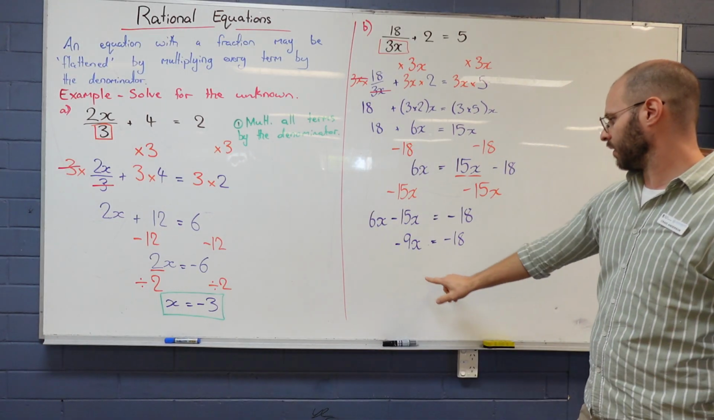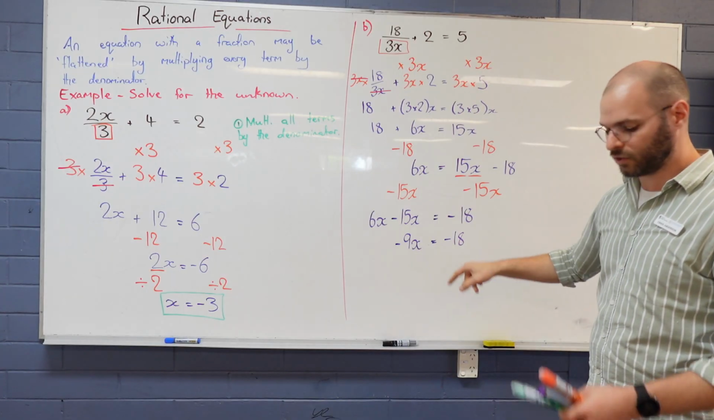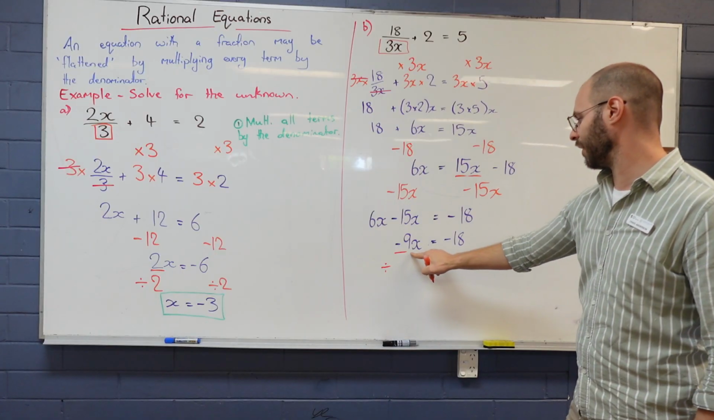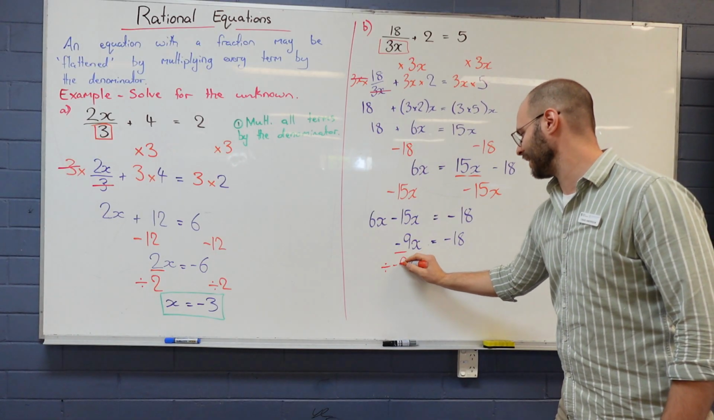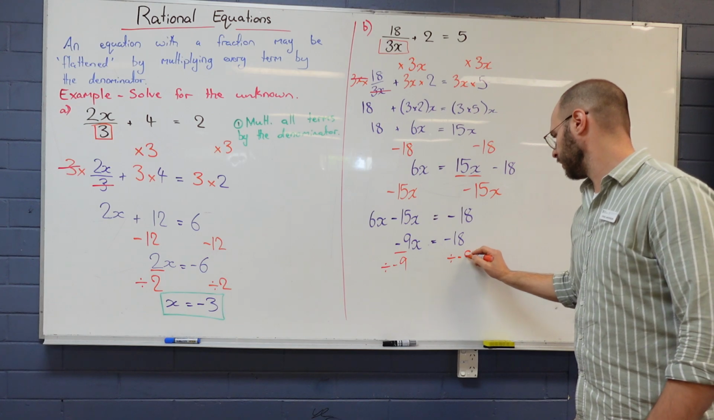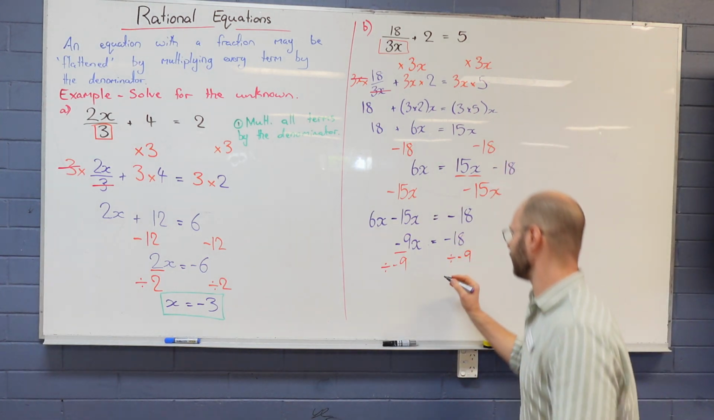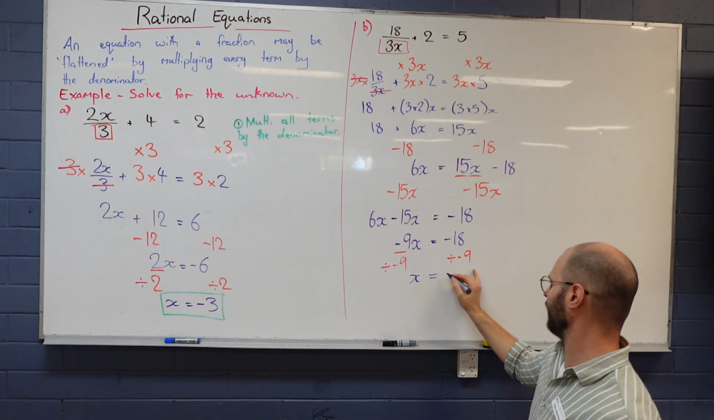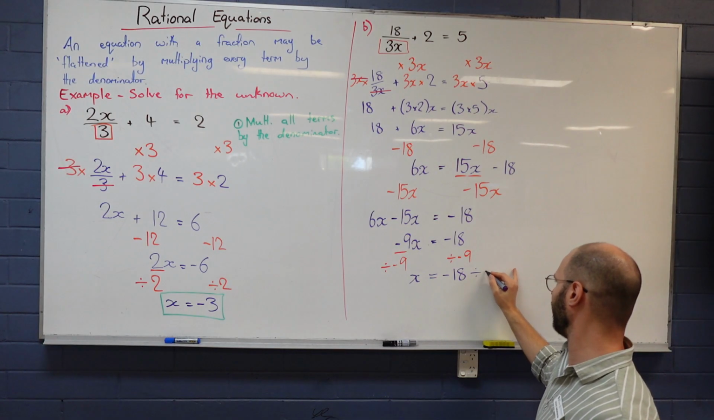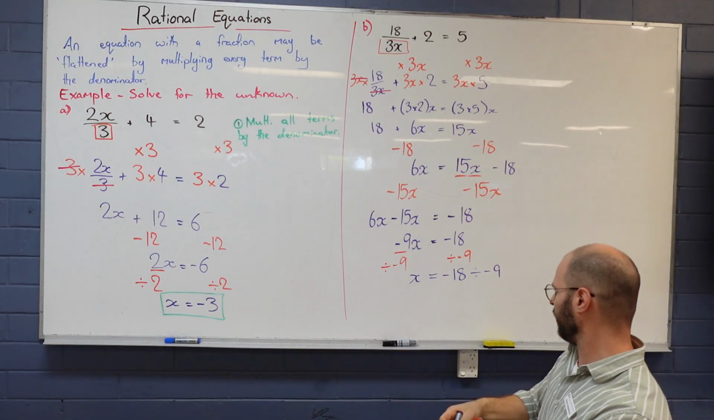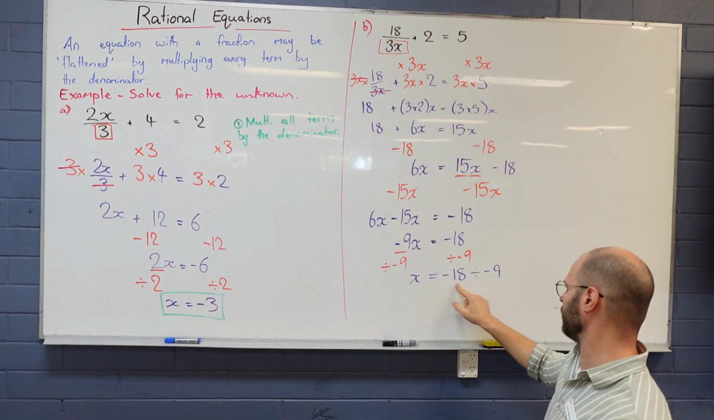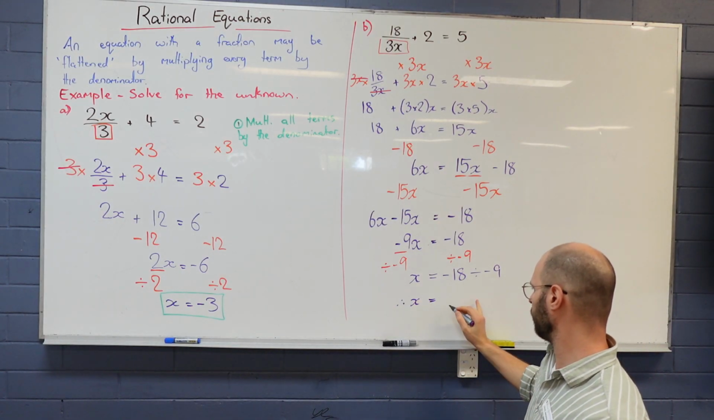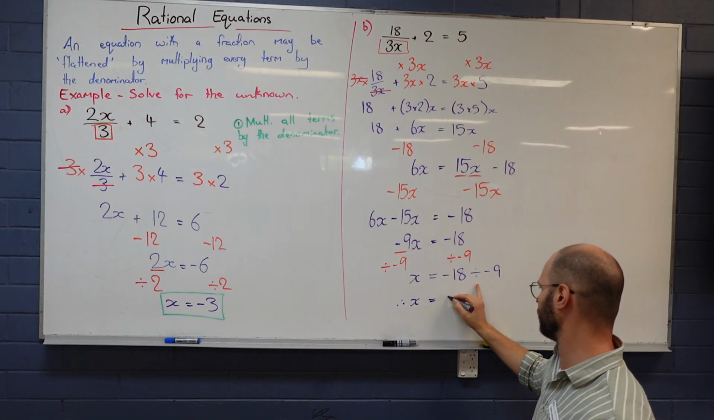Finishing this off, I have a variable term on the left, a constant on my right. I'm going to divide by the coefficient on my variable term. So I divide by negative 9. This is going to have the result of x on my left. And then negative 18 divided by negative 9. 18 divided by 9 is going to give me 2. They're both negative. Therefore, my result for x is going to be positive 2.